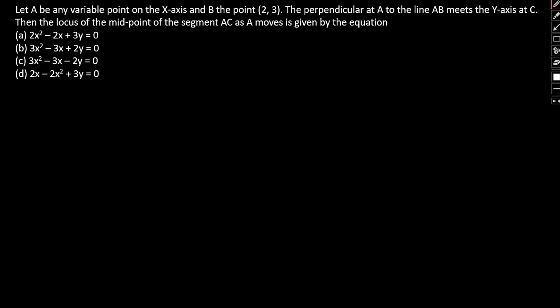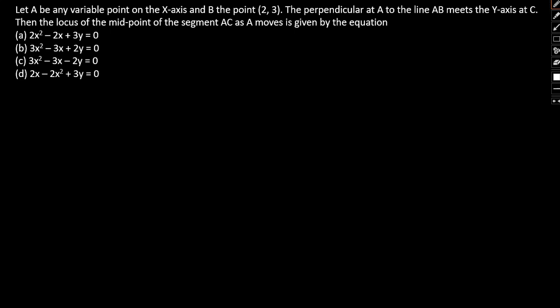Let A be any variable point on the x-axis and B the point (2, 3). The perpendicular to the line AB at A meets the y-axis at C. Then the locus of the midpoint of the segment AC as A moves is given by the equation.